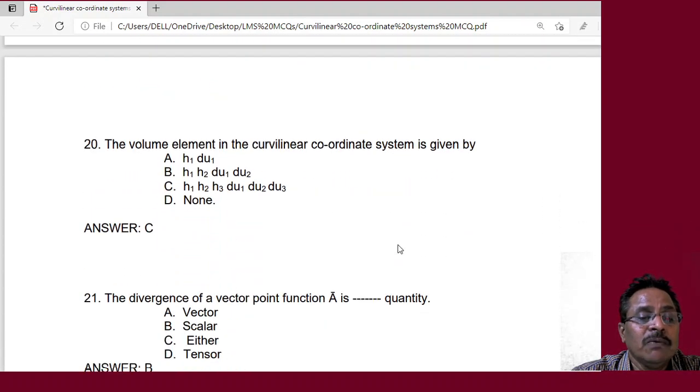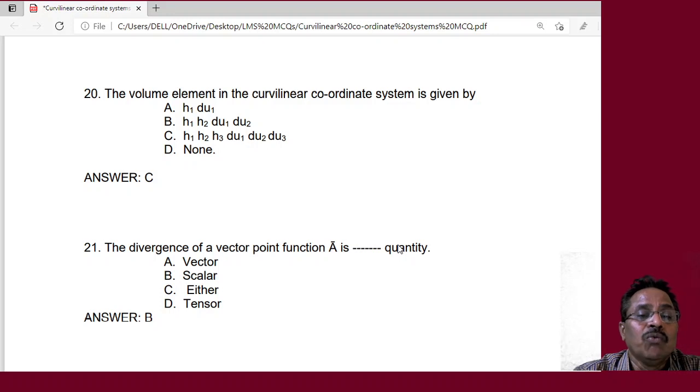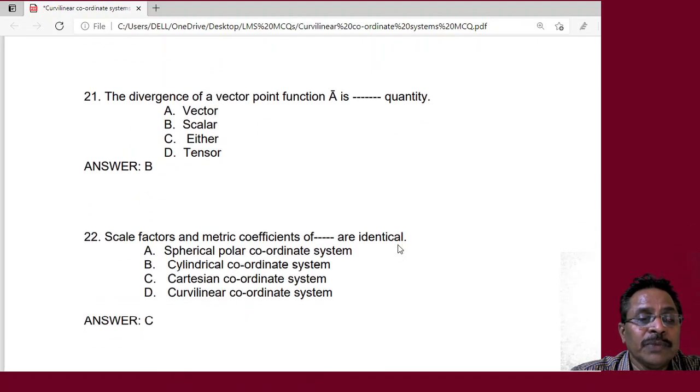Now question number 20: the volume element in the curvilinear coordinate system is given by, as I said, the length elements h1 into du1, h2 into du2, and h3 into du3. The product of all these three gives you h1 h2 h3 into du1 du2 du3. That is just a repetition of the earlier question, so we won't go for that.